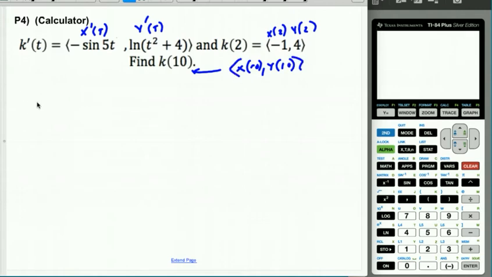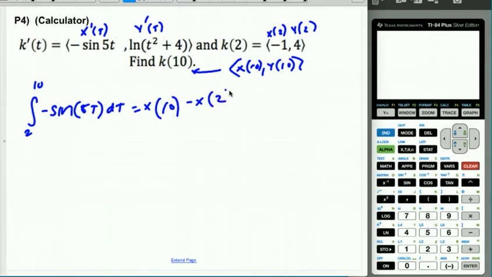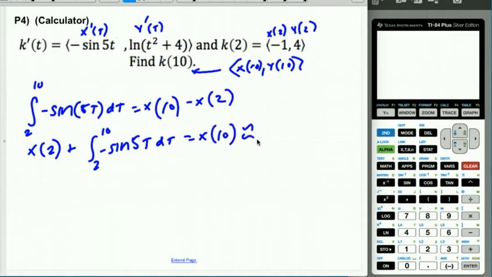So if I integrate this negative sine of 5t with respect to t from 2 to 10, I should get x of 10, right, because this is x prime, minus x of 2. And I know x of 2, so if I add the x of 2 over plus this integral from 2 to 10 of the negative sine of 5t dt, I should get x of 10, right? So I'm going to be able to type that in my calculator and get an answer.